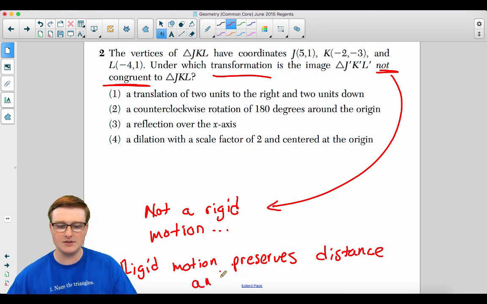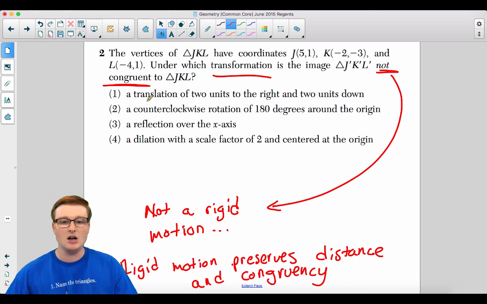So if we're looking at these answer choices, we're looking for the one that's not a rigid motion. A translation 2 units to the right and 2 units down. No, that's a rigid motion. That keeps everything the same. A counterclockwise rotation of 180 degrees about the origin. No, that keeps everything the same too. A rotation is a rigid motion. A reflection over the x-axis. No, that's also a rigid motion because reflections do keep everything the same.